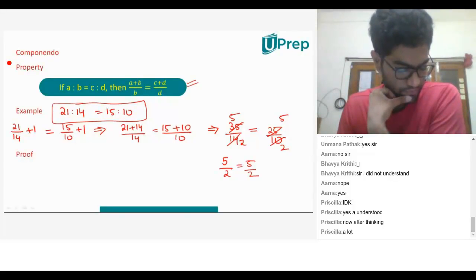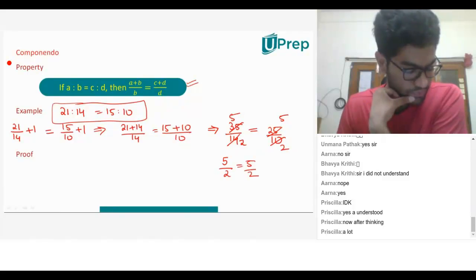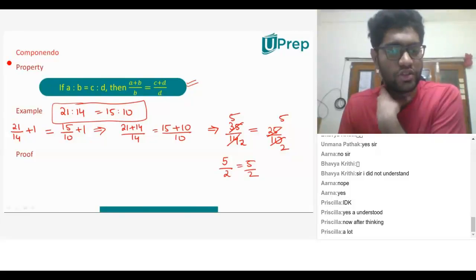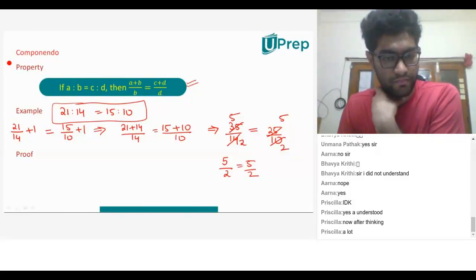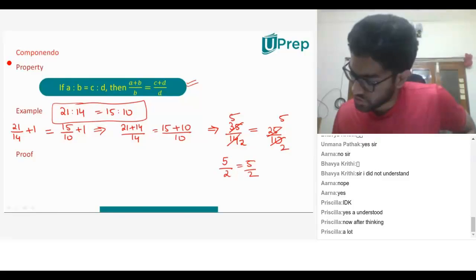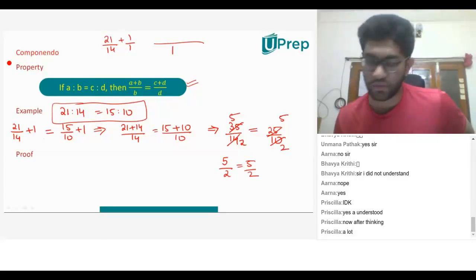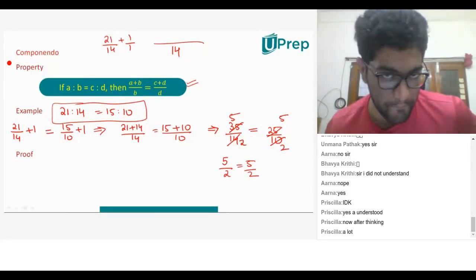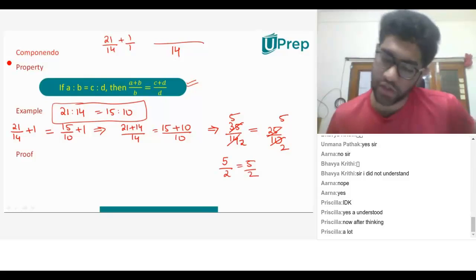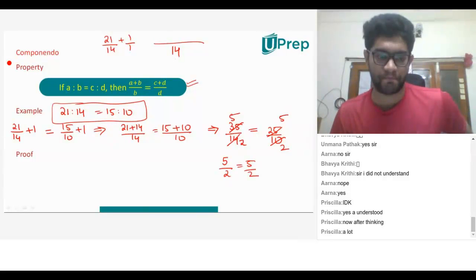Sir, after we add 1, how did we get 21 plus 14 by 14 and 15 plus 10 by 10? The concept of LCM. So what is this? This is 21 by 14 plus 1 by 1. What is the LCM of 14 and 1? 14, right? Do you know the concept of LCM? Yes, sir, I do. This is exactly LCM.